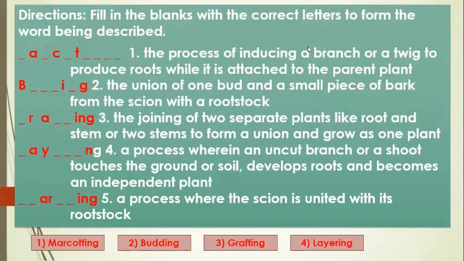And for number five, the last process, a process where the scion is united with its rootstock. So the scion is united with its rootstock. The method is enarching. So you have there still more methods, but we're just going to name five.